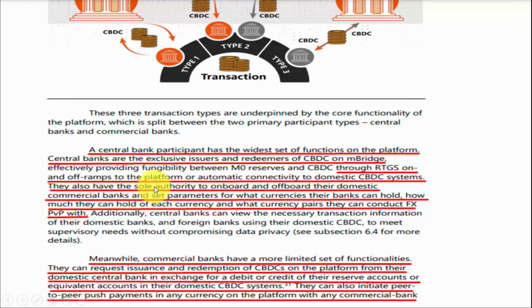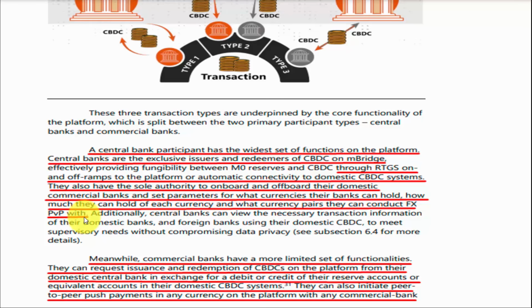So they can use traditional systems to on and off ramp to the mBridge platform and connect to it. They also have the sole authority to onboard and offboard their domestic commercial banks and set parameters for what currencies their banks can hold, how much they can hold of each currency, and what currency pairs they can conduct FX PVP with. So as you can see, the central banks have control even over the commercial banks, and they can choose which commercial banks can onboard onto mBridge, and they can also offboard them.